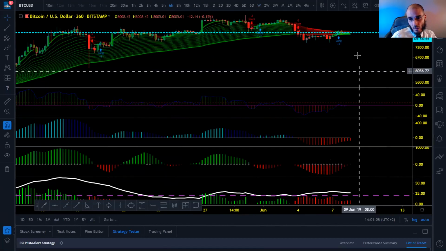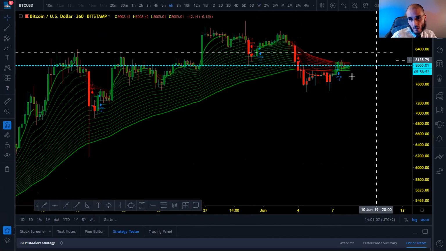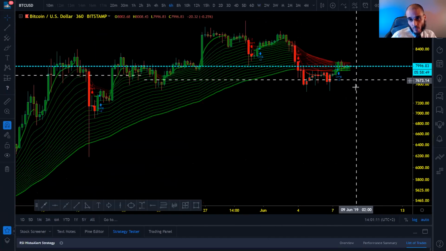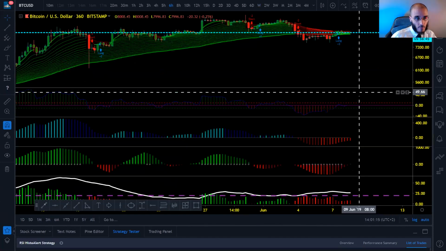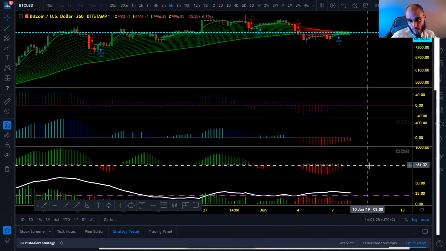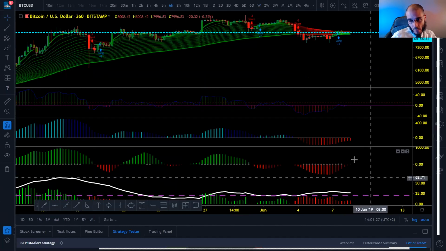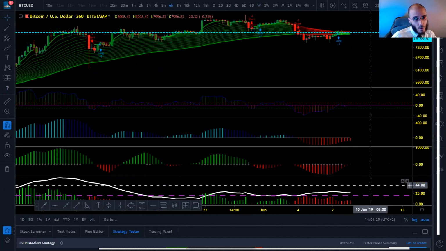Let's look at the 6-hour chart. 6-hour chart is, is that more negative or positive? I would give it a flat. 6-hour chart is flat. And the other ones are negative, negative. This one I think is positive, yes. And this one is negative. So everything is negative except the momentum indicator, which turned positive.